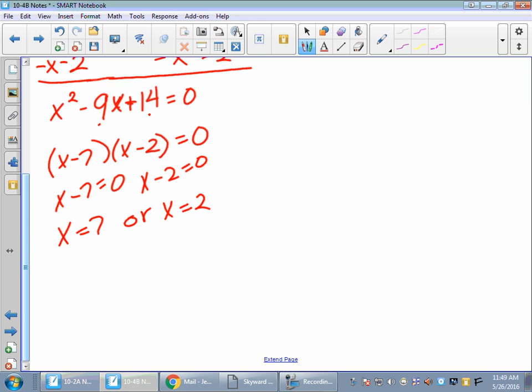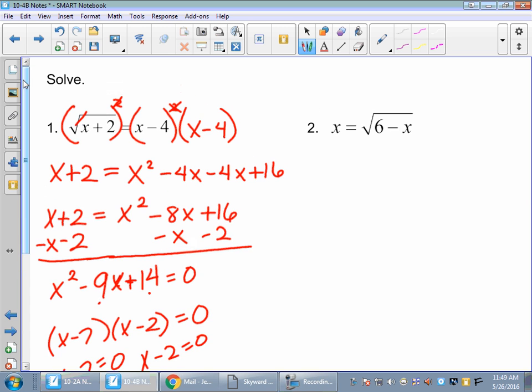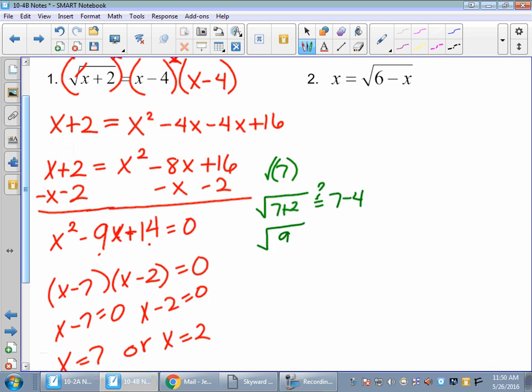I have two solutions. When I go back up to the original problem, we always check within the original problem. When I check my solution 7, I plug 7 into the equation. I'm wondering, is the square root of 7 plus 2 equal to 7 minus 4? So I'm going to simplify both sides. The square root of 9, is that equal to 3? That's what I'm asking. And the square root of 9 is actually 3. 3 is equal to 3. It works. So 7 is a solution.